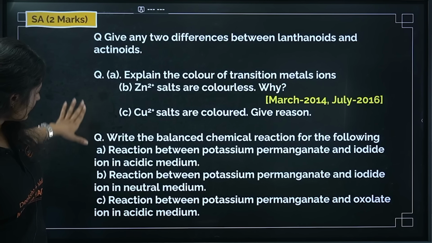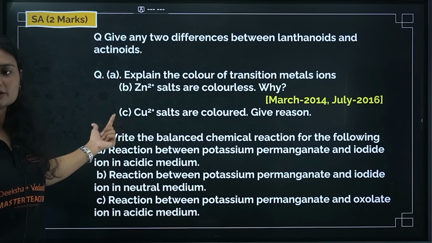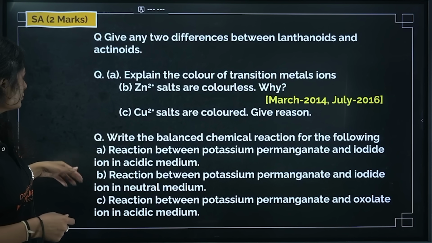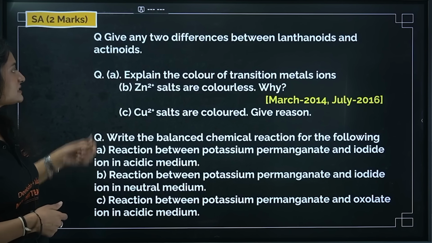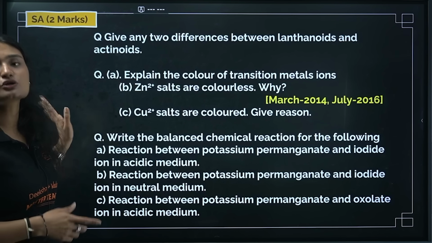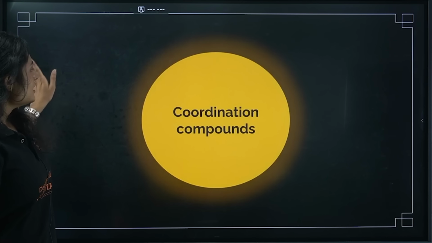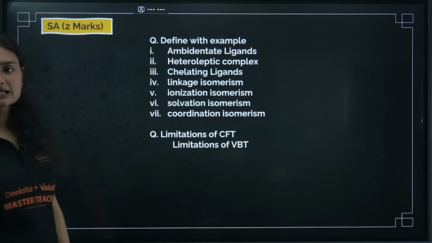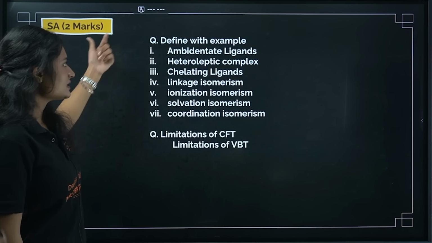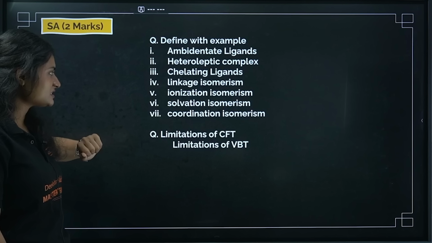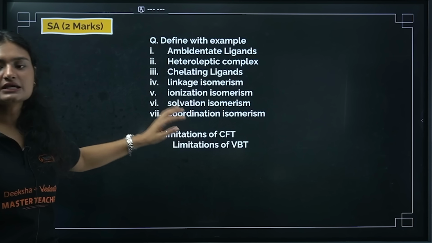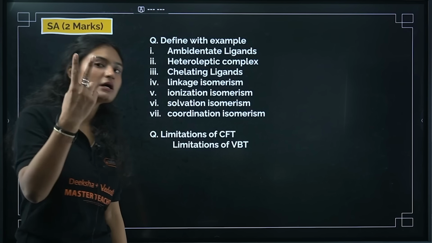Next we have the balanced reaction. Write the balanced chemical equation for the following. Then explain the color of transition metals, why zinc salts are colorless, why copper salts are colored. Again, from coordination compounds, what questions are coming? Straight away questions: ambidentate ligands, the different types of isomerism. Then limitations of VBT and limitations of CFT, they come as 2 marker questions.